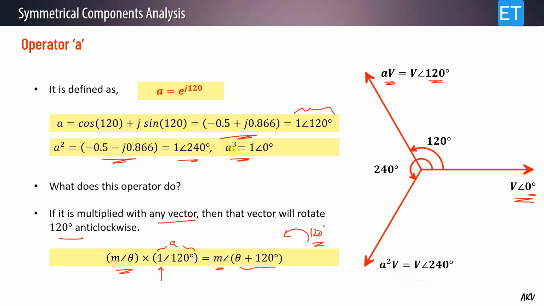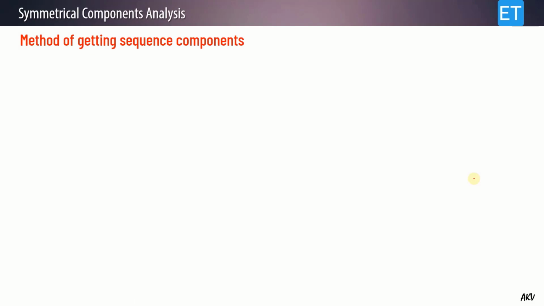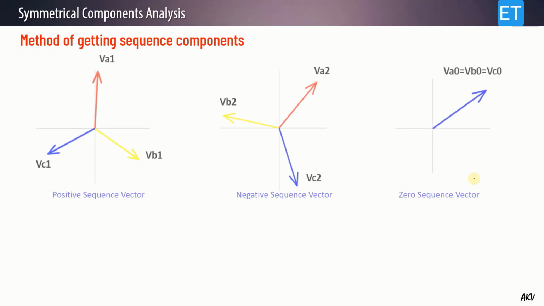Now you can see that A cube means once again there will be a multiplication and this vector will come again to its original position. So that's why it is 1 angle 0, right? So we will use this operator A in the method of finding the symmetrical components.